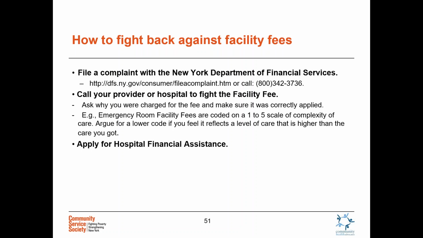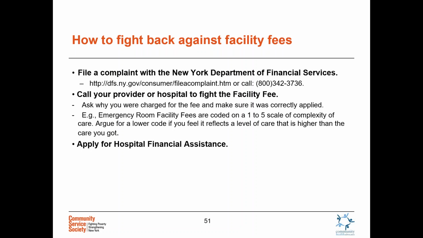You should try to make an argument that this is covered under the client's plan, and therefore the plan must pay more than what they're paying. You can also call the provider hospital directly to negotiate or fight the facility fee and ask why the client's being charged this fee and make sure it was correctly applied. And I think one really important tip for this is coding for facility fees.